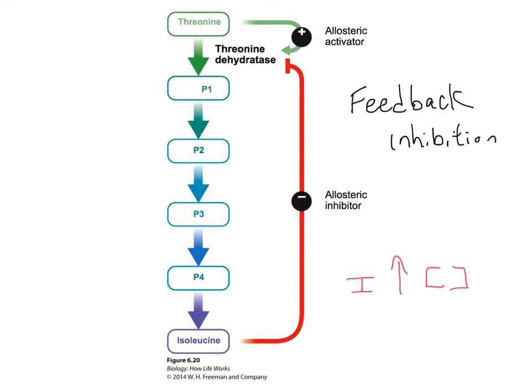And what it means is basically that if we've got too much of our isoleucine building up, we can stop the pathway that produces it, and so we call it feedback. Isoleucine feeds back and prevents its own production.